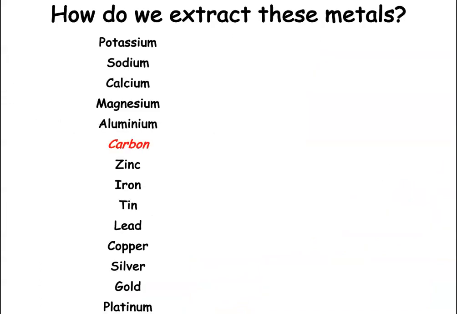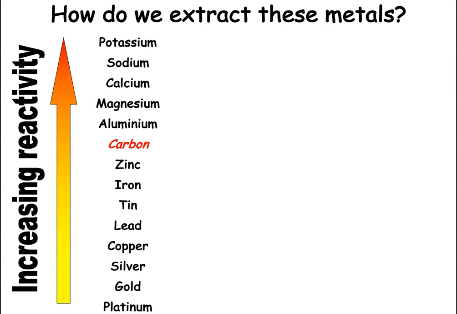How do we extract these metals? Again, a quick recap of your reactivity series, but this time I want you to note that we've included carbon in the reactivity series. Carbon sits between aluminium and zinc. You do need to know the reactivity series. It may not be given in the exam. So now you can see carbon is above zinc, below aluminium.